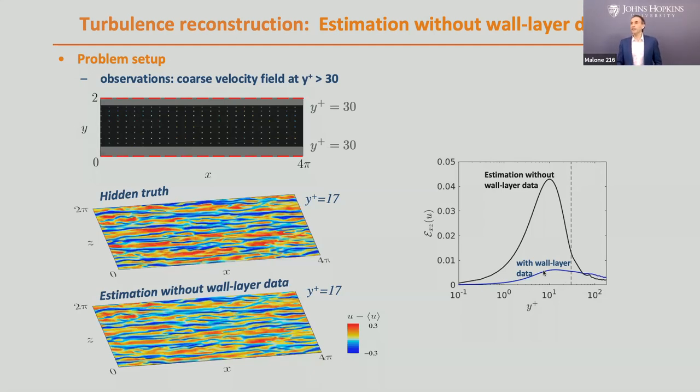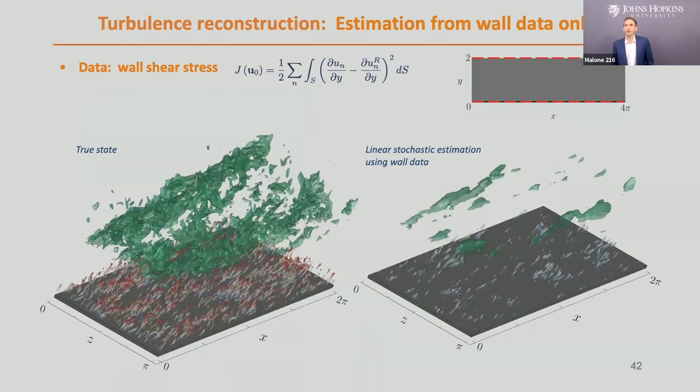The most challenging case, of course, is if you have just wall measurements. So here we're looking at, can we start from wall observations and no other information whatsoever and build the entire turbulent channel flow? And all the vorticity in turbulent channel flow comes from the wall. So the question is, can we actually go from wall observation and reconstruct the turbulence? So we have these wall measurements of stress. We actually have streamwise, spanwise, shear stress and pressure. And we construct an initial estimate using a linear stochastic estimator.